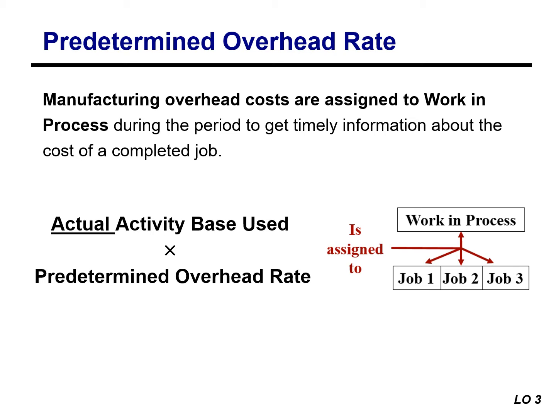Companies use the predetermined overhead rate to assign overhead to work-in-process inventory as well as to specific jobs. You simply multiply the predetermined overhead rate by the actual activity base used, such as actual direct labor cost or actual direct labor or machine hours.